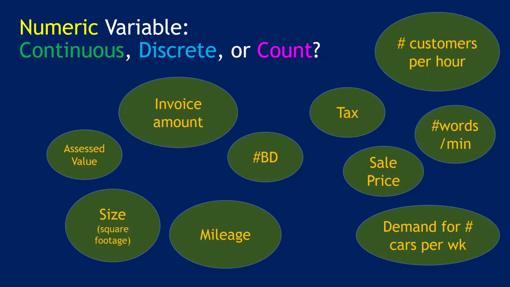But sometimes it's kind of up to you. For example, mileage, right? You can make it continuous, you can make it discrete, and you can even make it a count. So it really depends on what you want to accomplish. So you have a lot of choices.